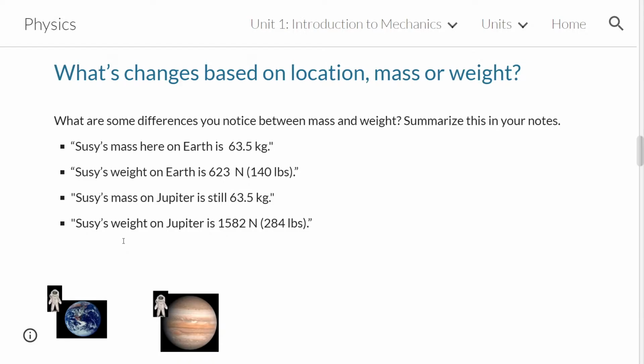Susie's mass on Jupiter is still 63.5 kilograms. Susie's weight on Jupiter is 1,582 newtons, or 284 pounds. Notice that Susie's mass stays the same. It's Susie's weight that changes.